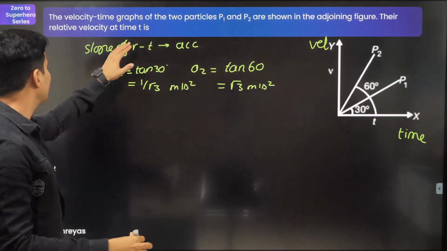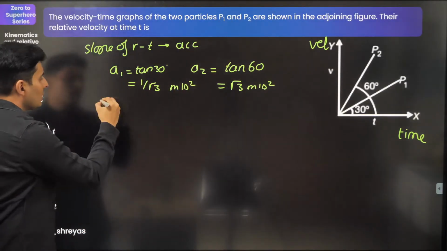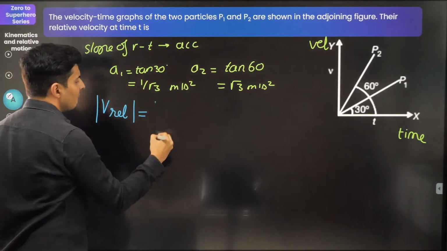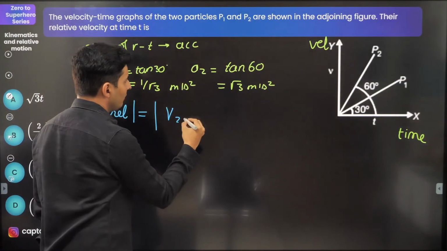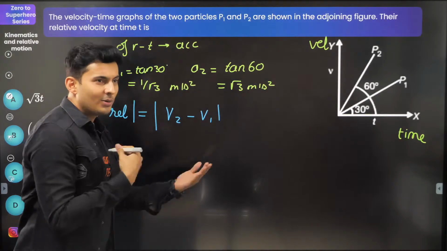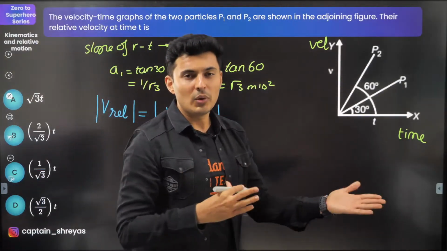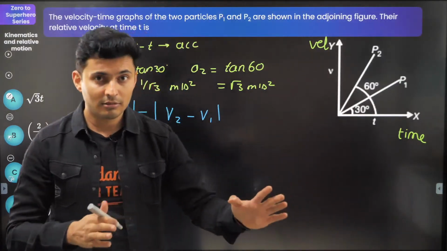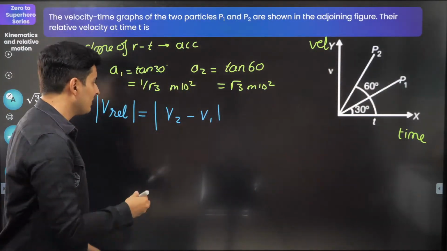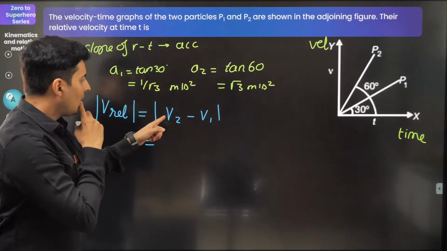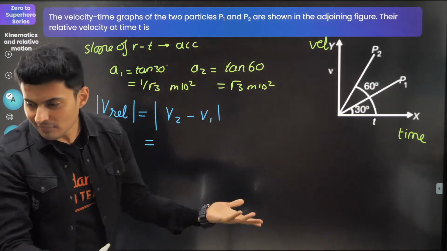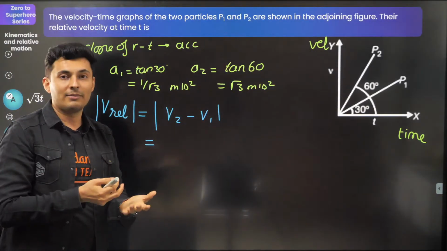The question is, find the relative velocity. So V relative, magnitude wise, will be the modulus of V2 minus V1. What is relative? A12 is A1 minus A2. V donkey monkey is V donkey minus V monkey, right? That's what I told you. So V2 minus V1. Now, how do I find this? When I know acceleration, kinematics. I just taught you kinematics, use that.